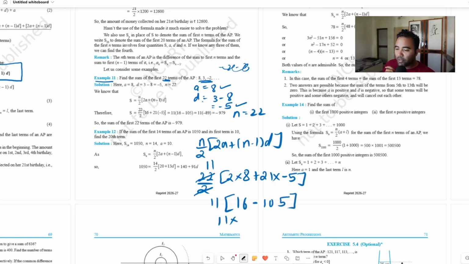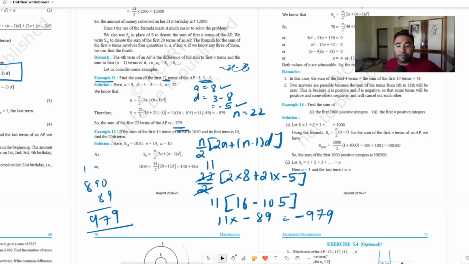So 11 multiplied by 105 minus 10 is 95. 95 minus 6 is 89. Is that so? This is minus 89. So 890 and 89. 9 plus 8, 17, 979. So answer is minus 979. So far so good.